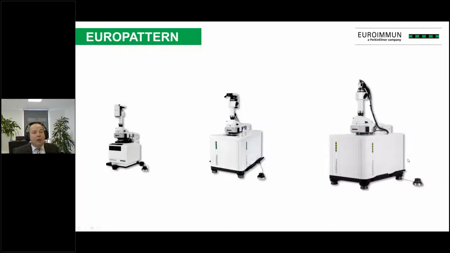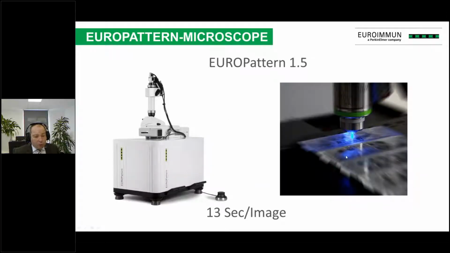It's not just one product, it's already a product family, and we have been on the market with this product family since 2019. And this microscope is also a world champion. The world champion in speed in image acquisition. This system needs just 13 seconds per image, and this is very, very fast for immunofluorescence.